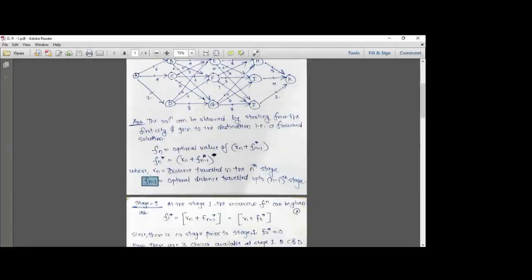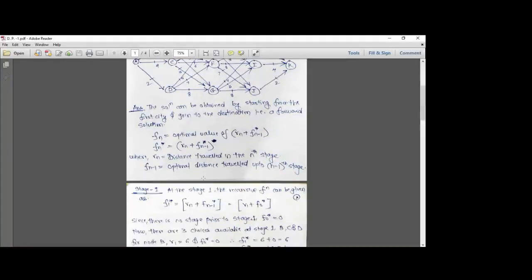Fn minus 1 star, as I have written here. When we write a star, what is the meaning of it? Optimal, right? So Fn minus 1 star is equal to the optimal distance traveled up to the n minus 1 stage. So let's start this.